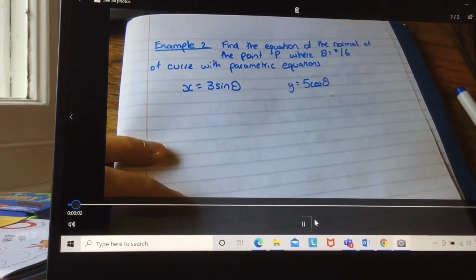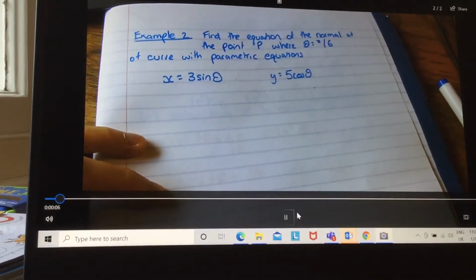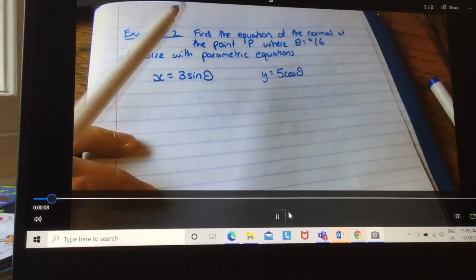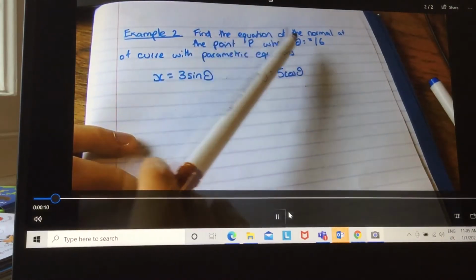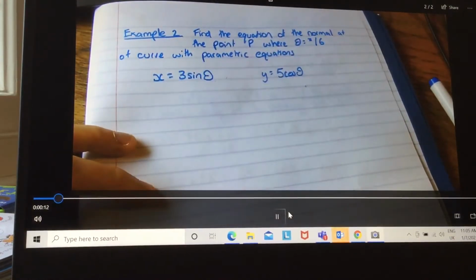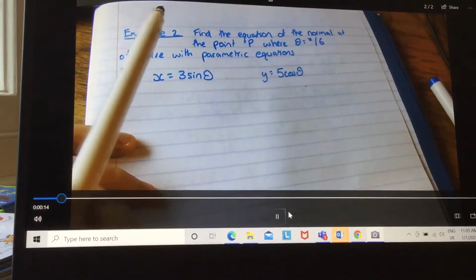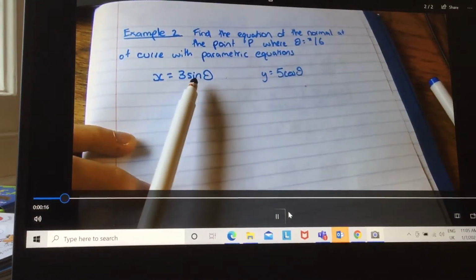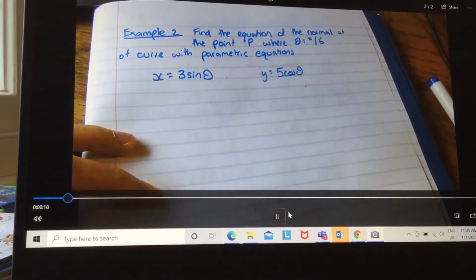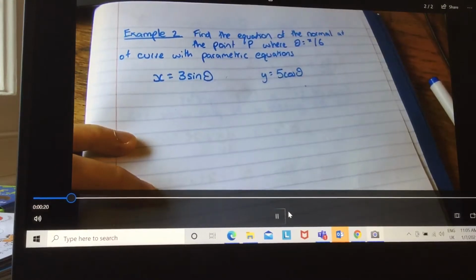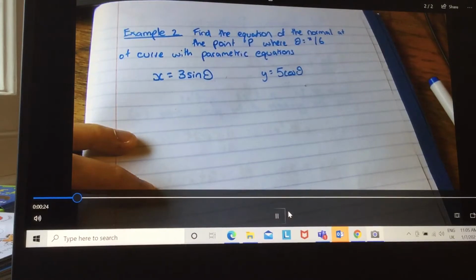Okay, welcome back. So this is the second example of how we differentiate parametric equations. It's a little bit trickier in this question because first you're being asked to find the normal. So we're not just finding the gradient, we're doing something with that gradient. And the functions are in terms of theta, which is no different to a t, but it just looks a little bit different. So how you approach this question is exactly the same.